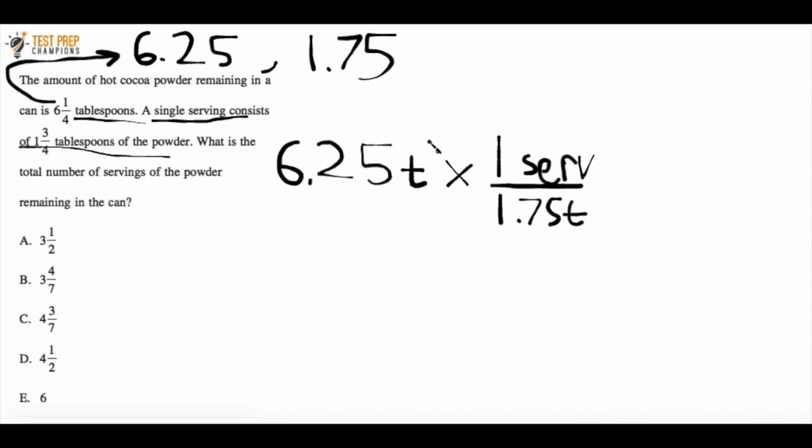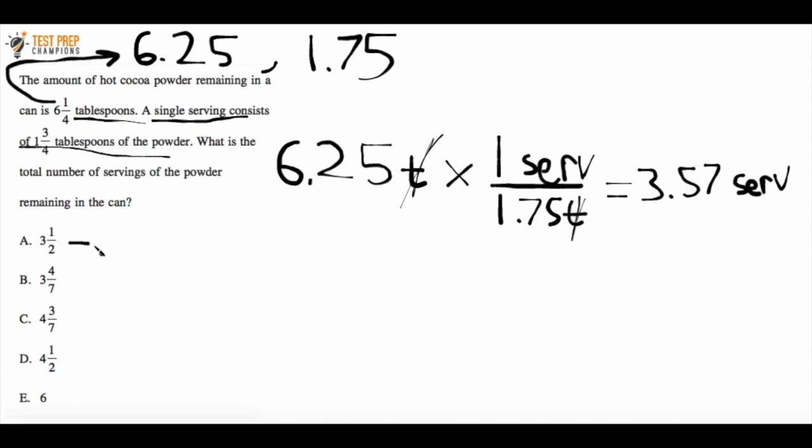So if I do the math here, 6.25 divided by 1.75, the answer I get is 3.57. And what are my units? My units are now servings. Because my tablespoons are going to cancel out, since I'm doing tablespoons divided by tablespoons. These are going to cancel out, and my answer is left in the unit here, which is servings, which is exactly what we want. So what is the total number of servings of the powder remaining in the can? 3.57 servings. But there's one last catch here.